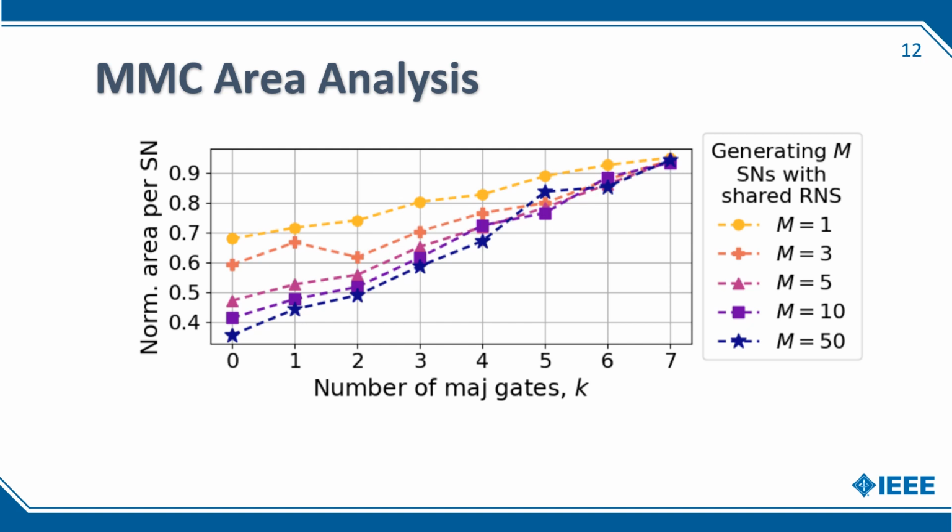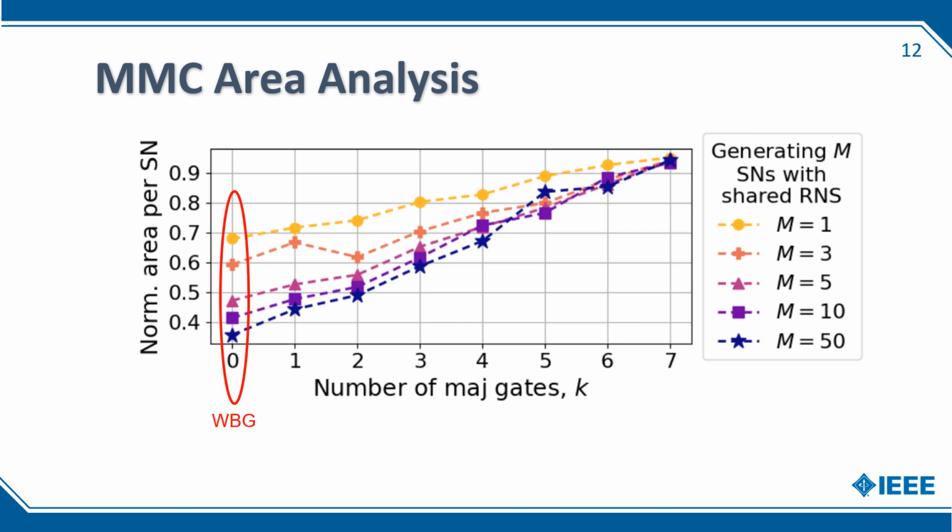First, we'll look at the area results for MMCs. The graph on this slide plots normalized area on the y-axis versus the number of majority gates k in an 8-bit MMC on the x-axis. The different colored lines show how many PCCs are generating stochastic numbers using the same shared RNS. To maintain consistency, our area numbers are reported on a per SN basis. This data was generated using the Synopsys Design Compiler using a 45 nanometer cell library.